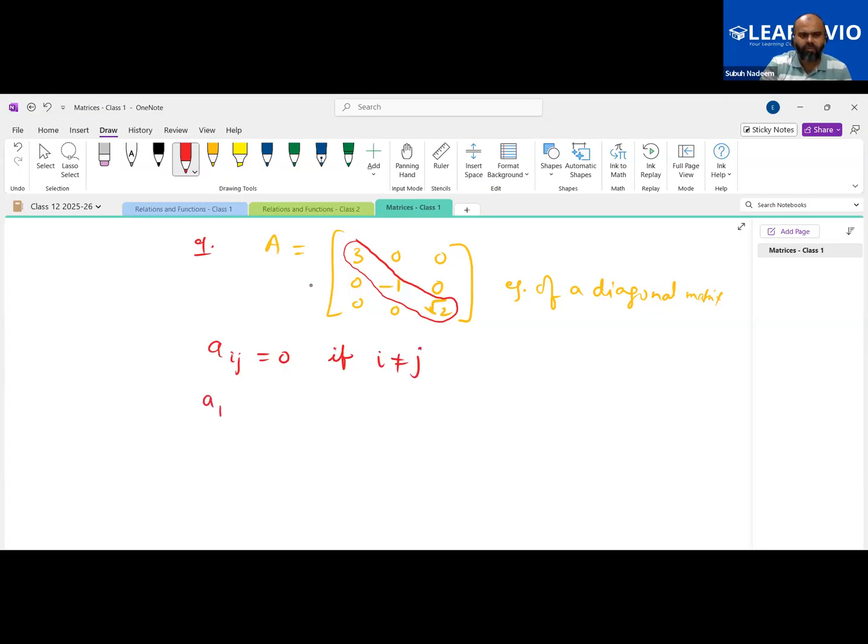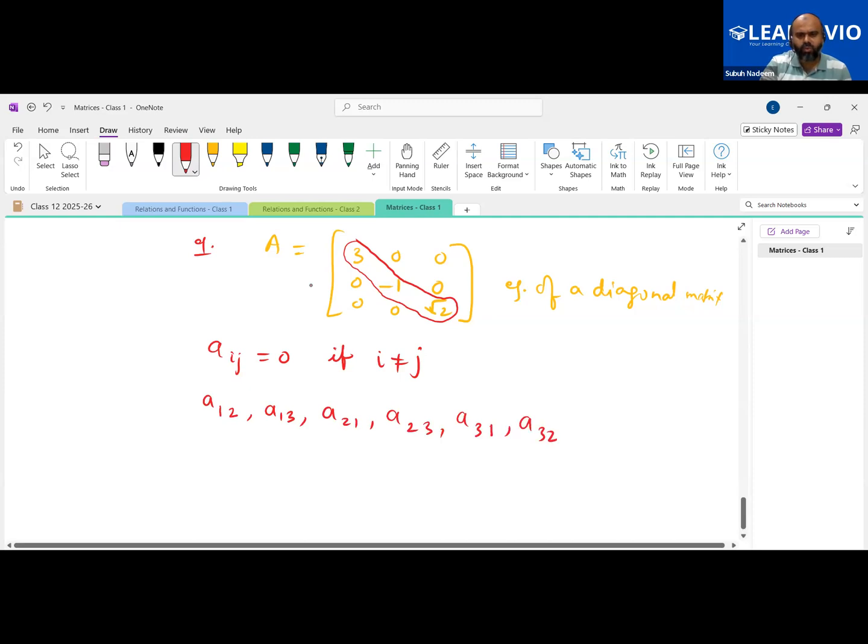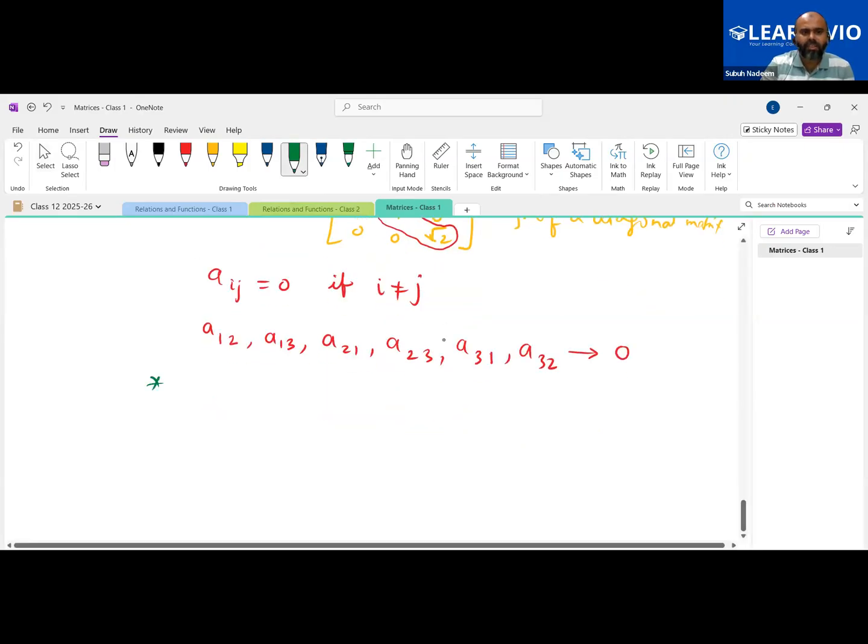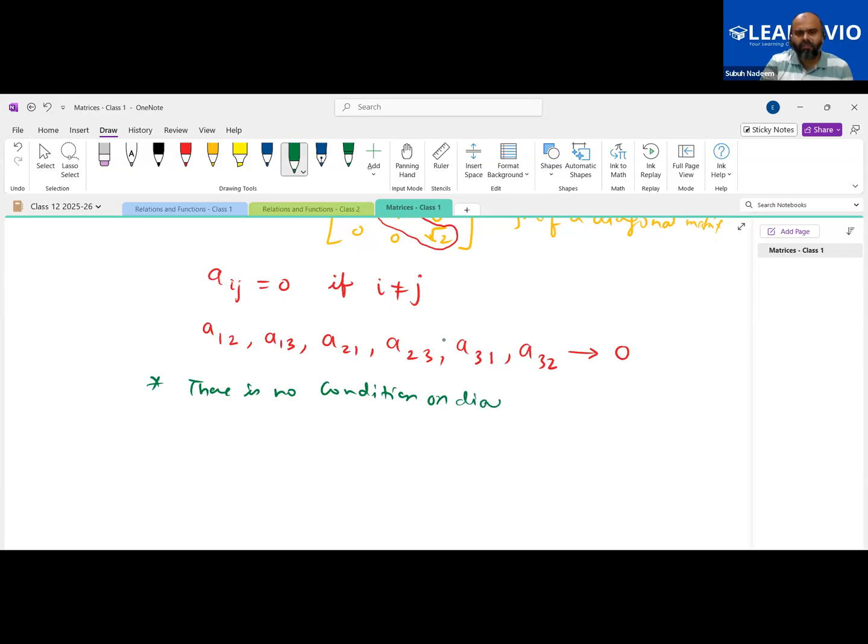Like here, A12, A13, A21, A23, A31, A32, these are all 0. So A11 is not 0, A22 is not 0, A33 is not 0, rest are 0. One more thing you have to keep in mind here, that there is no condition on diagonal elements. We are not saying that diagonal elements are non-zero. Diagonal elements can also be 0.